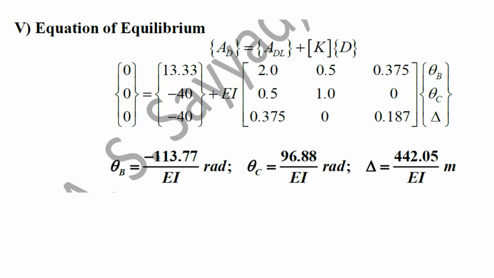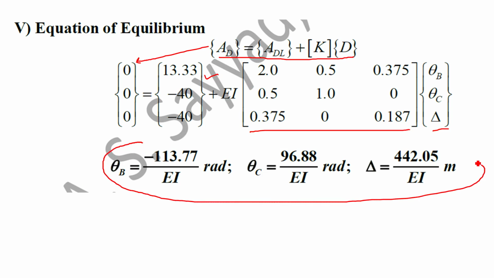Finally we have to use the compatibility condition or equation of equilibrium, that is AD equal to ADL plus K into D. Using this, substitute the matrix AD, then ADL, then the K matrix we have just derived, and delta, that is the vector of unknowns. You will get 3 equations, 3 unknowns. If you solve the 3 equations in your calculator, this is the final answer of the kinematic unknowns theta B, theta C, and delta.